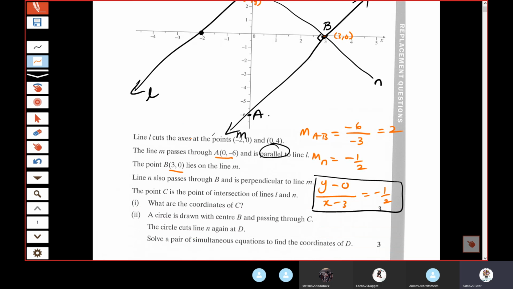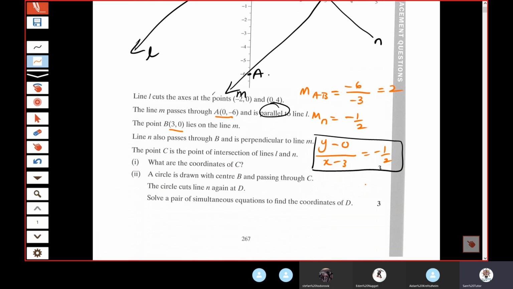So now that I've got this equation, which is, I'm just going to fix it up: y equals negative half x minus 3. Let's just keep that for now. We need a second equation. So line L: y minus y1, and for y1 I'm just going to choose 4, equals m, which we'll get back to in a second, times x minus x1, which is 0.